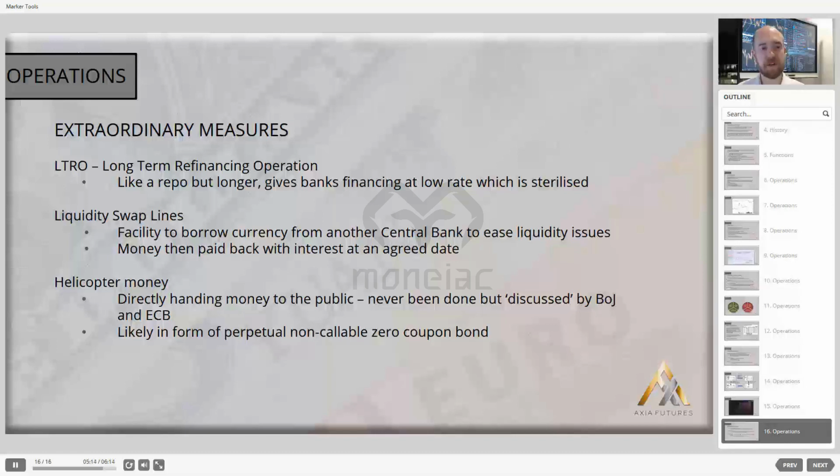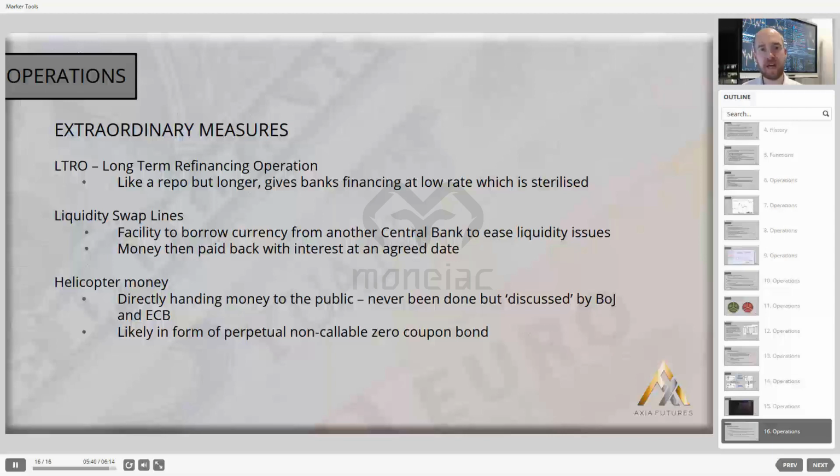Okay, so that completes central bank operations. Hopefully you've now got a good overview of the way that a central bank manages monetary policy, some of the tools that they do this with, and some of the more nuanced or extraordinary ways that this can be done. Hopefully now you've had your eyes opened to interest rates and how they actually work in practice, and also how a central bank manages these interest rates.